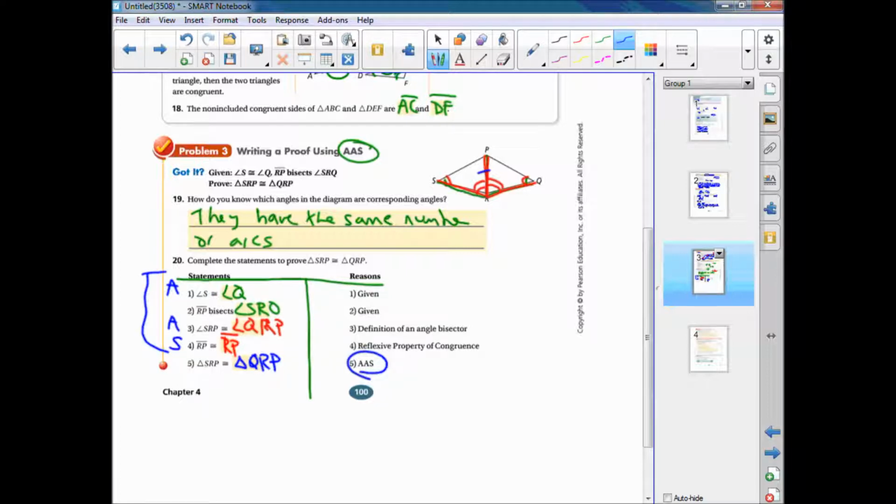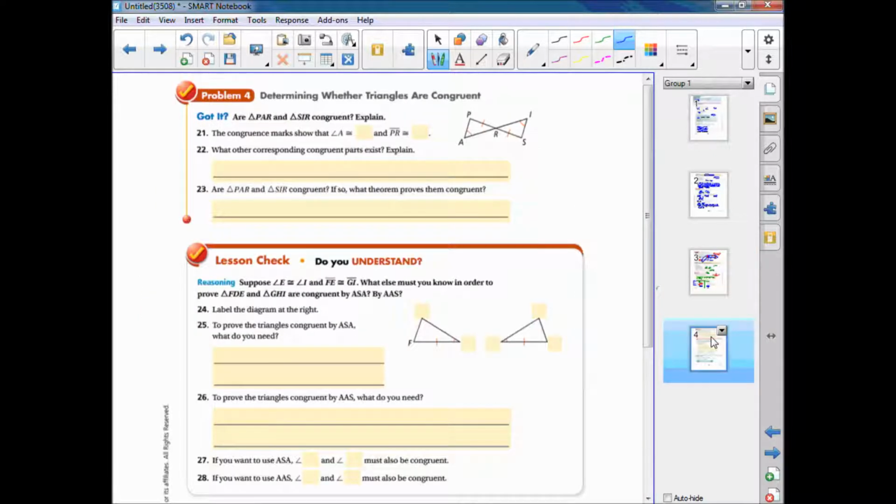Okay. All right, flip it over. Let's take a look at the last page. Problem 4 on our last page, determine whether these triangles are congruent. And we want to check is triangle PAR and SIR congruent. All right, so there are some congruent marks already on our triangles. We have angle A and angle I are marked congruent. Those are the little arcs on there to show in the picture. And we have PR and SR as sides of the triangle that are marked congruent.